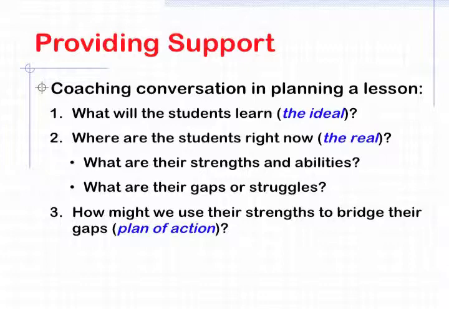So just as an example, in planning a lesson, maybe you can call them up or they call you up to talk about planning a lesson. And then the conversation would go something like this, right? Where do you want the students to be? What do you want them to learn? Where are the kids right now? What are their strengths? What are their gaps? And then develop the plan of action. And this is, at its core, the responsive teaching cycle that Susan was talking about, but it's really the same thing as the PTRA cycle: planning, teaching, analyzing, and reflecting, and then applying.